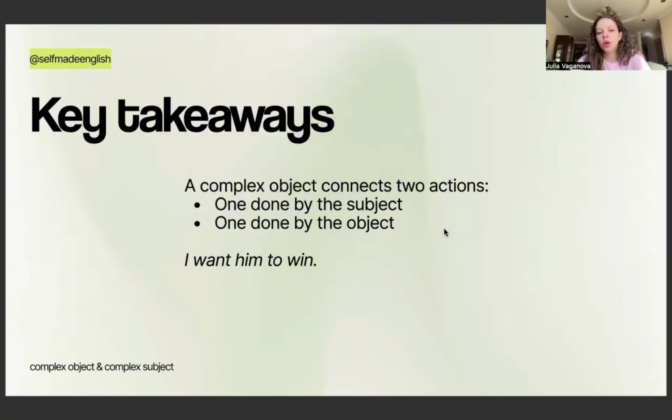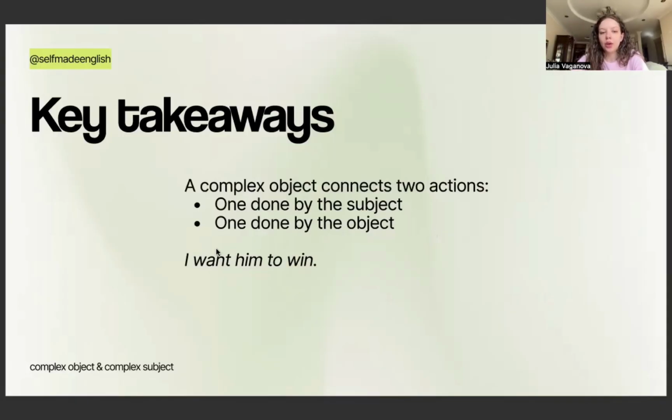I want him to go. I do the action of wanting, and what I want is him to win, right? Two different actions done by different things. Also, something that helps me to memorize this rule is to consider the complex object, right? The part of the complex object that refers to the second action is some additional information about the simple object, about the second doer of the action, right?